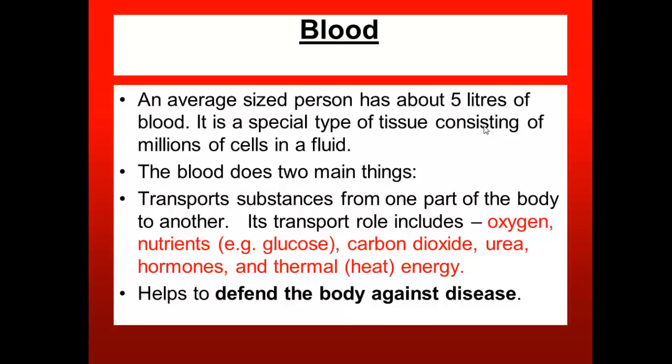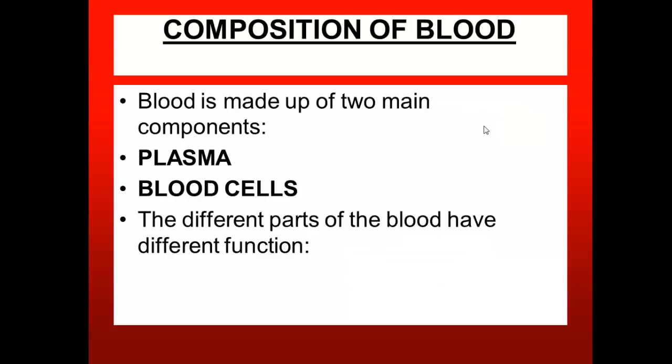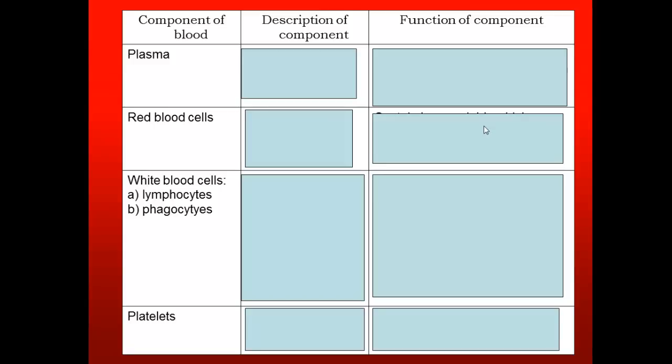Its second role is to help to defend the body against disease. The blood's made out of two main components, the plasma and the blood cells. The plasma just being essentially the watery solution that suspends the blood cells. And the different parts of the blood have this function. Here we go. Components of blood.